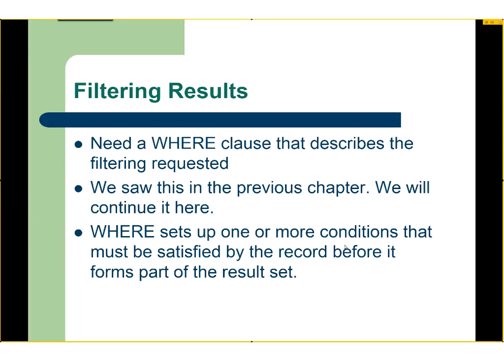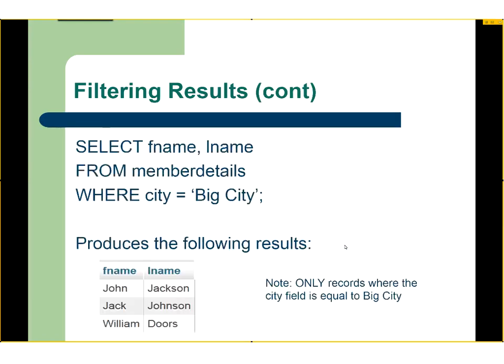Select and from are the only two phrases in our select statement that are required. Very commonly we use a where to filter your results. We saw that in the previous chapter, and we're going to continue it here. Where sets up one or more conditions that must be satisfied by the record before it forms part of the result set. And so you can filter out your results.